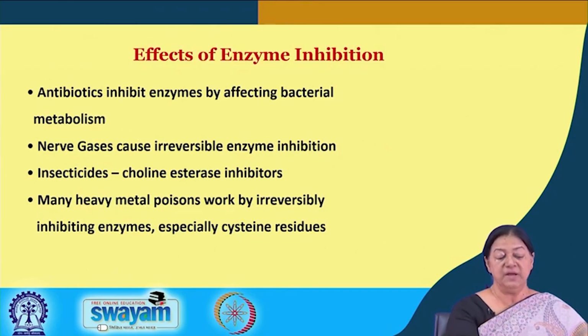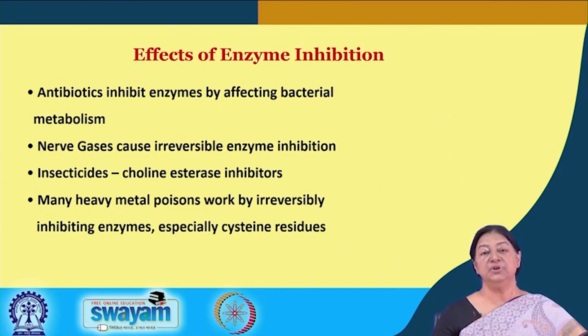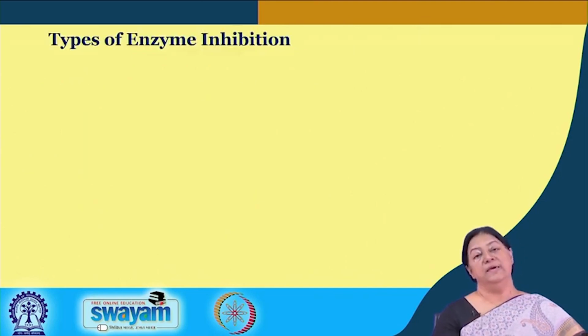Now, what kinds of inhibitors can we have? For example, antibiotics inhibit enzymes by affecting bacterial metabolism. Nerve gases cause irreversible enzyme inhibition. Insecticides and heavy metal poisons work by irreversibly inhibiting enzymes. So, this inhibition of enzymes can have several effects on the enzyme: the inhibition of the products or of the reaction, and a decrease in binding specificity, which can affect the enzyme structure or the enzyme mechanism.